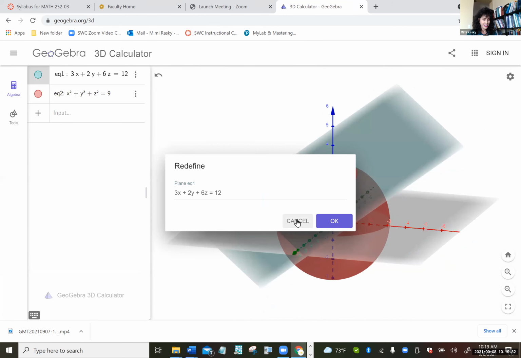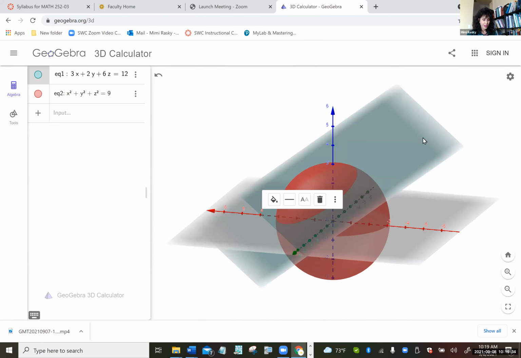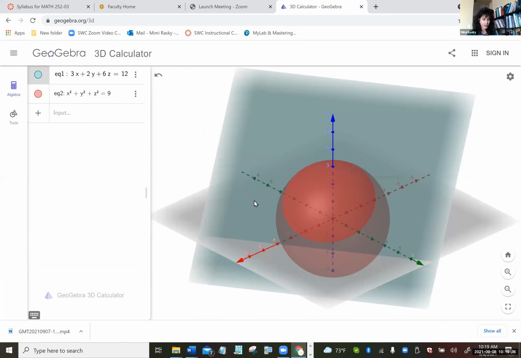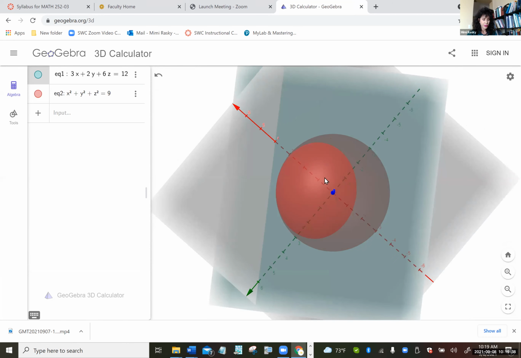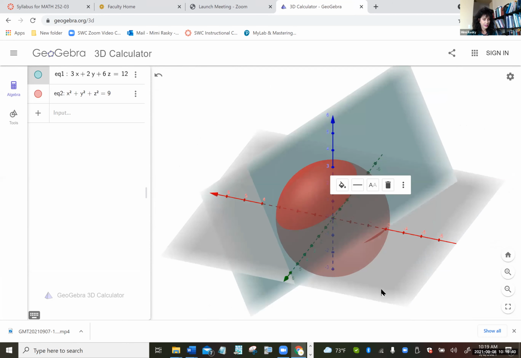That is a nice sphere, and it's centered at the origin of radius 3. Isn't that pretty? You guys like that? Yes, no, maybe. Pretty fun.